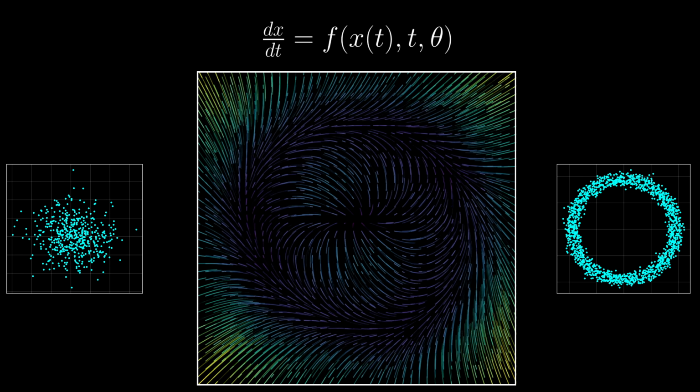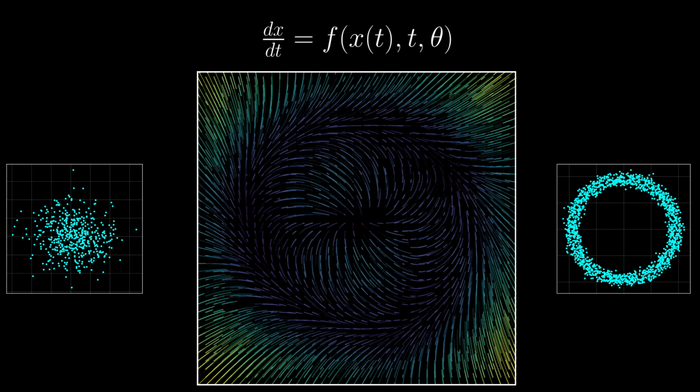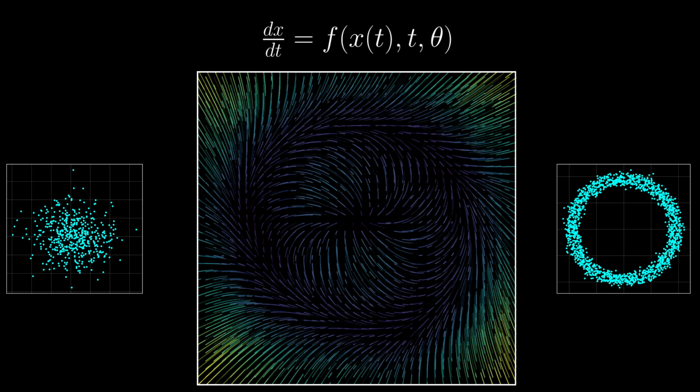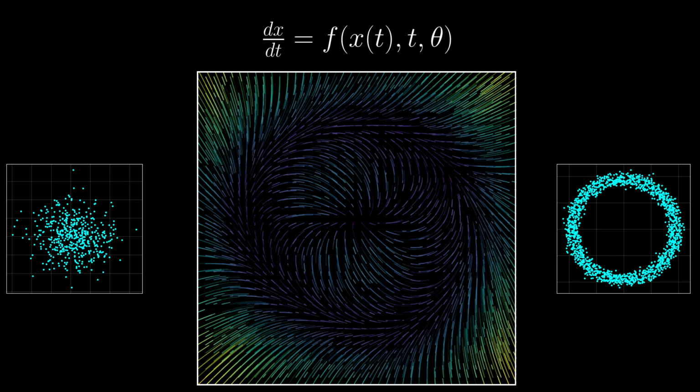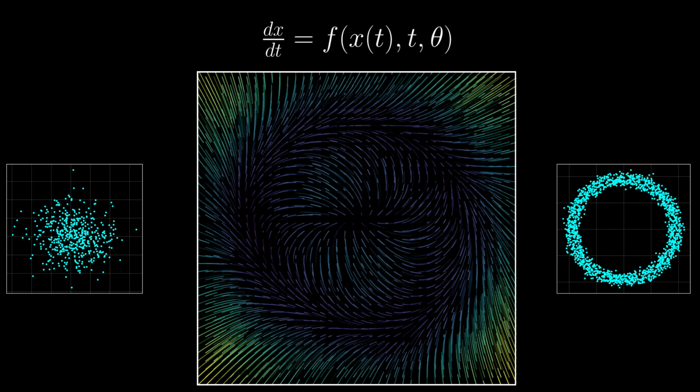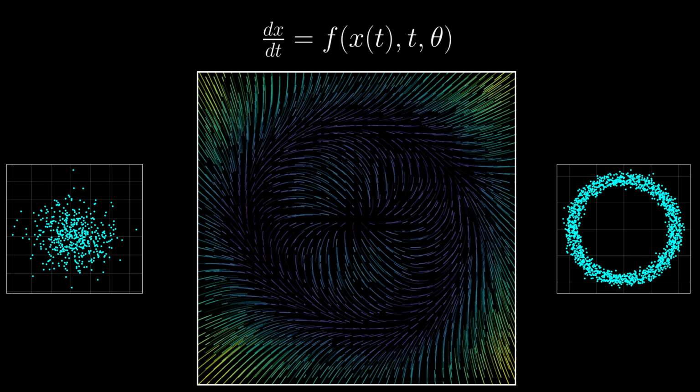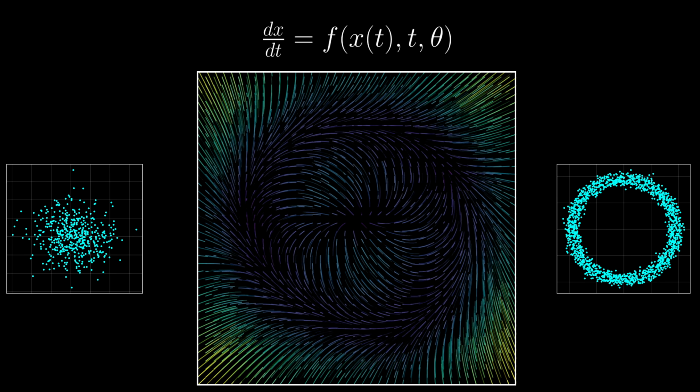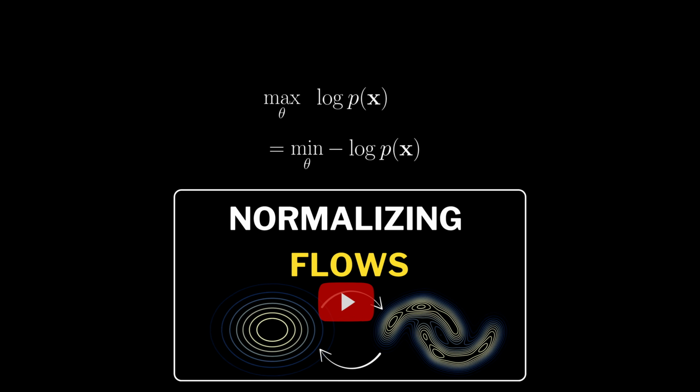Now, obviously, when we are talking about transforming simple distributions to data distribution, we don't really know which initial latent sample will be transformed to which data point. So we'll just use maximum likelihood for training. We'll first come up with an expression for log likelihood of the data points, and then train our model to assign higher likelihoods to these points. This is exactly what we did in our previous video on normalizing flows.